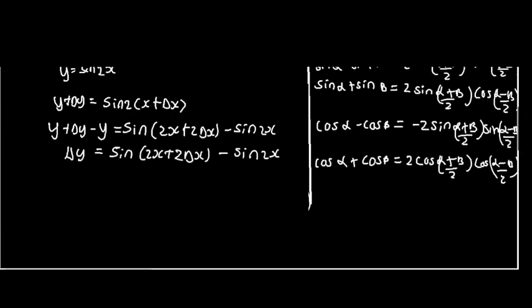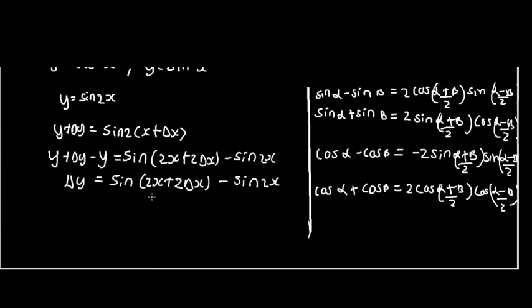So after that, we can then apply factor formula to this expression here. And then here, we happen to find that we have sine alpha minus sine beta equal to this. And then we can let this 2x plus 2 change in x be our alpha, and then 2x to be the beta. So we shall have our alpha equal to 2x plus 2 change in x, and then our beta equal to 2x like that.